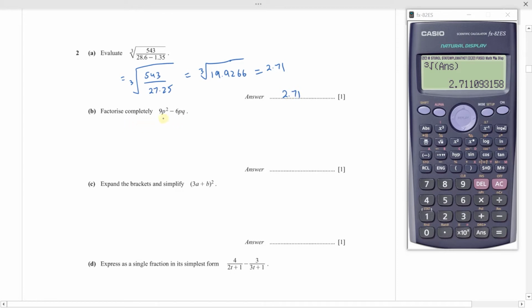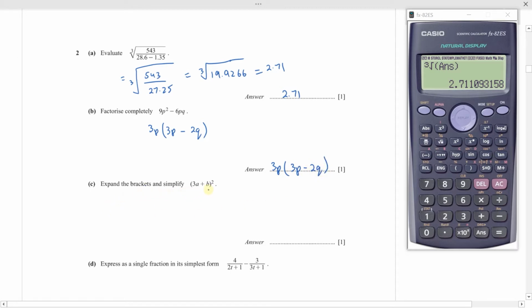Factorize completely. So I can take 3 as common because 3 is a factor of 9 as well as a factor of 6. And I can also take p common. So 3p outside, and then I have 3p minus 2q here. I cannot factorize this any further. So your answer here will be 3p into 3p minus 2q.